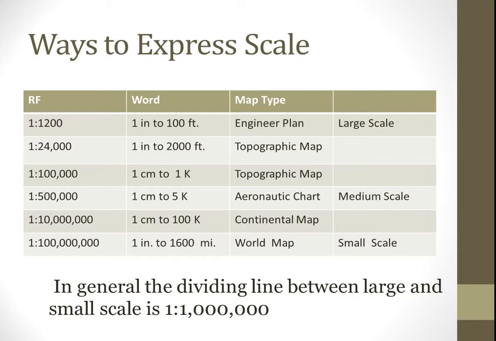Some just general ideas of scale. If I were going to have a map of the world, I would call that a small scale map, and this would be what the representative fraction might be. If I want a topographic map, that would be more of a medium scale, 1 to 100,000. The topographic maps I use in class are 1 to 24,000. And then a large scale map might be very detailed plans of a building, so the representative fraction might be 1 to 1,200.